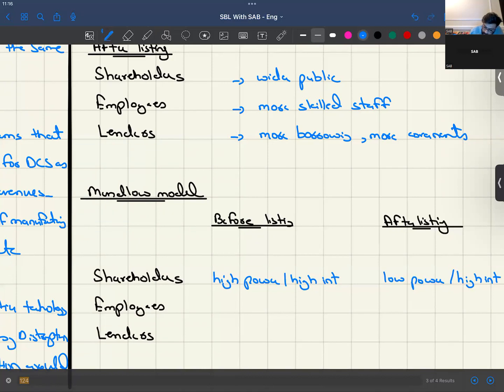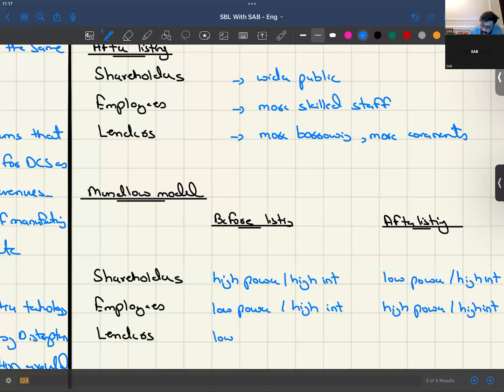And similarly, employees are low power, high interest, I would say, because they don't have that much power. Power is in the owner's hands. But after listing, since there are a greater number of employees, it is high power and high interest. If they left, your listing could go down.